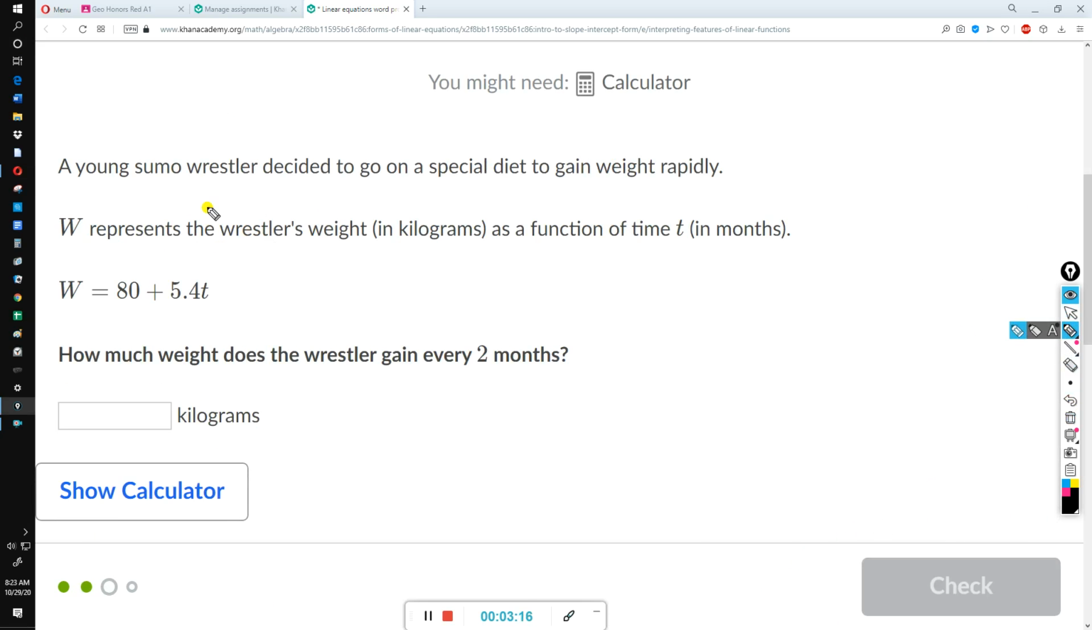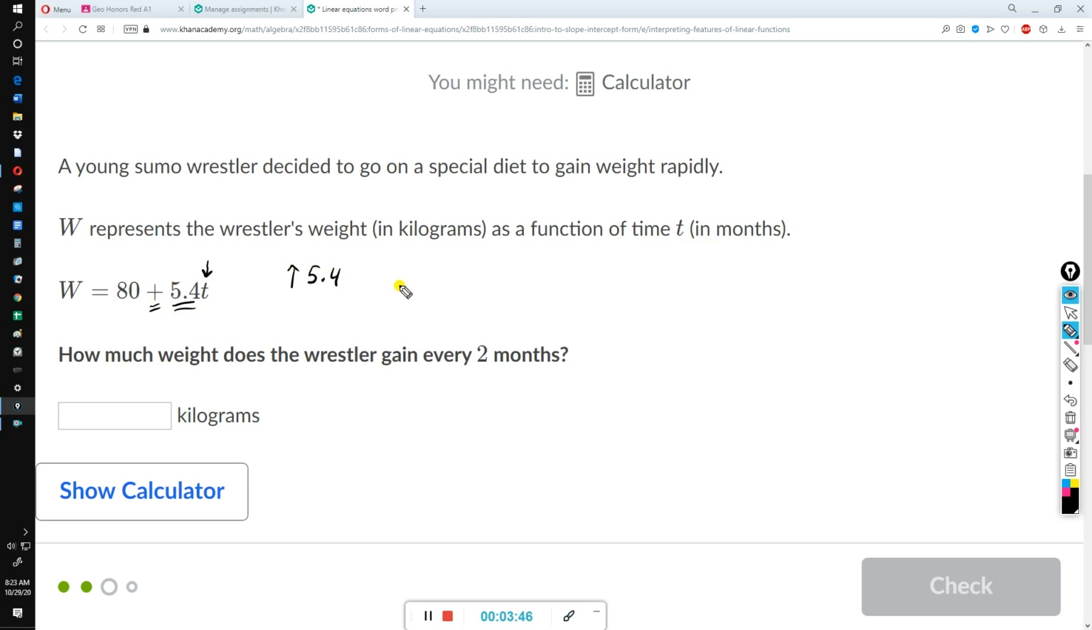Okay, a young sumo wrestler decides to go on a special diet to gain weight. W is the weight in kilograms, and T is how many months. How much weight does the wrestler gain every 2 months? Okay, well, if T represents every 1 month, and just looking at this equation, since there's a plus, it goes up by 5.4 every 1 month.